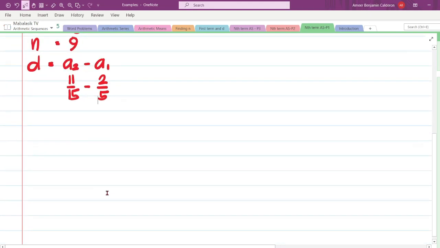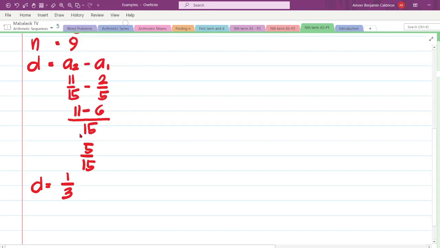To subtract 2 over 5 from 11 over 15, maybe we can get the LCD. What is the LCD of 15 and 5? So that is 15. Then 15 divided by 15, that's 1, times 11, that's 11, minus 15 divided by 5, that is 3. 3 times 2, that is 6. So 11 minus 6, that is 5 over 15, which if we reduce to its simplest form is 1 over 3.